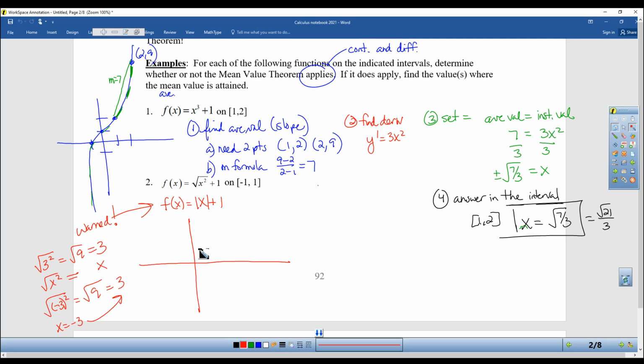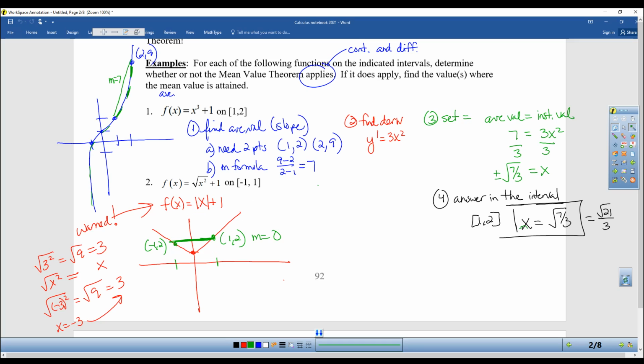So as always, I'm going to graph it. It's an absolute value that's been moved up 1, so it's some kind of V, on the interval -1 to 1. Is there an average value? Yes. I don't even need to find the 2 points. I mean, you can find them: (1, 2) and (-1, 2). If you found the slope, you could use the formula if you want to, but it's clearly 0. So is there some point where the derivative is equal to 0? No. The derivative is negative 1, and then the derivative is positive 1.